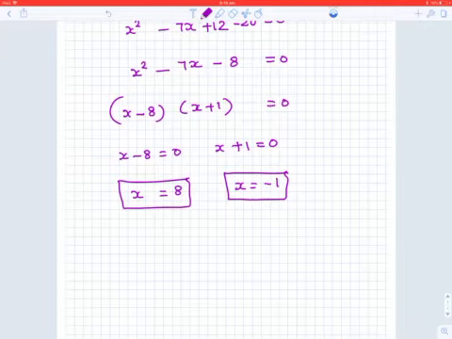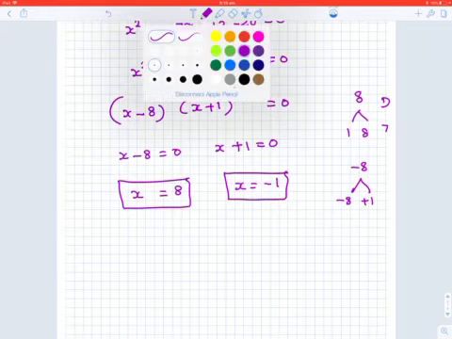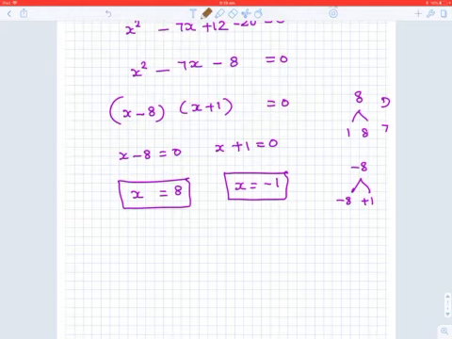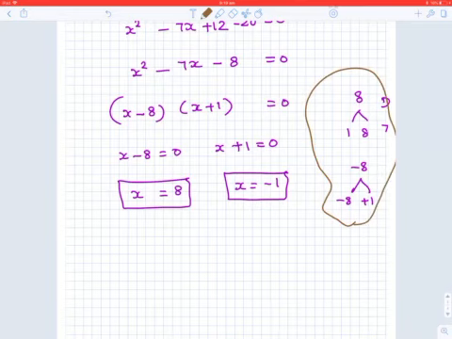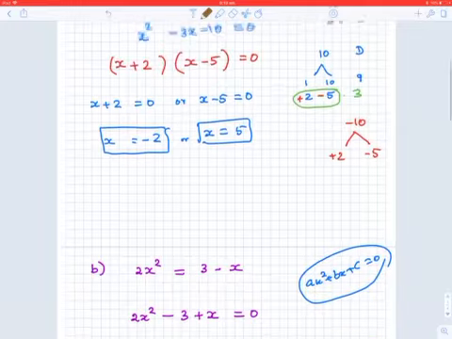Okay. So if you want to know how you get that, again, the product is minus 8. So you have to find two numbers that multiply to give you 8 and have a difference of 7. So we split that, 1 and 8. The difference is 7. And because it's minus 8, you have to split it as minus 8 and plus 1. Okay, so that's how we get that.